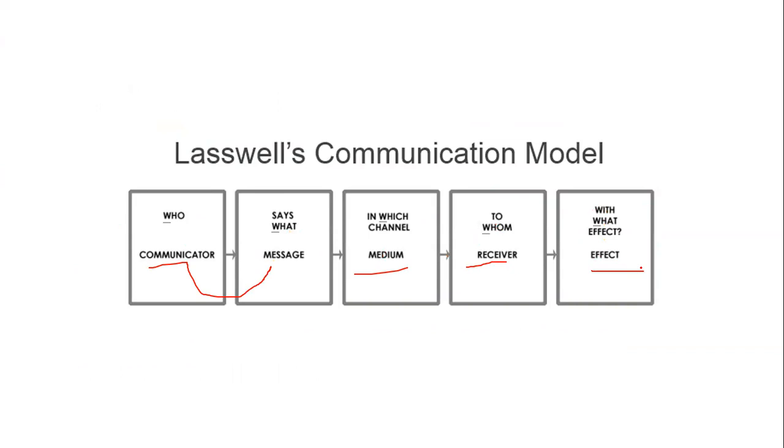So the communicator, who, says what, which is basically the message, in which channel, which talks about the medium, to whom, which talks about the receiver, with what effect, which talks about the effect. So yes, this is basically Lasswell's communication model, and these are the components. Who says what, in which channel, to whom, with what effect. So these are the given options.